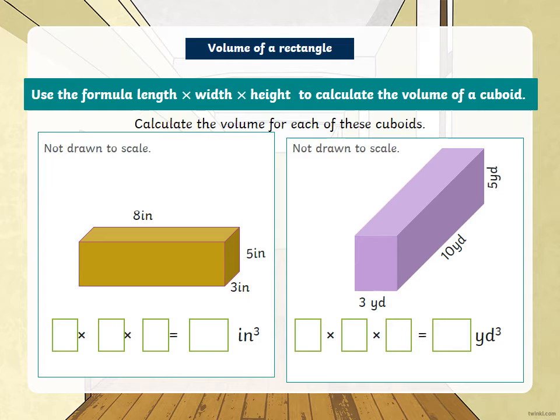Here's another one. Now pause the video and see if you can work them out. Okay, great. So our length is 8, our width is 3, and our height is 5. What will be our volume? 120 inches cube. Let's go to the purple shape. Our length is 10, our height is 5, our width is 3, and we're looking at yards. So how much would this be?